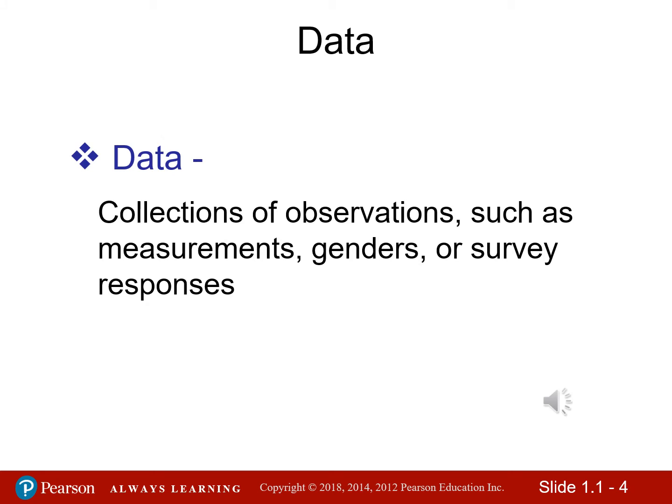Let's review some basic definitions we will use throughout this semester. The first term is the term data. The definition of data is it's a collection of observations such as measurements, gender, or survey responses. A single data value is called a datum. So your age would be a datum value. The ages of all of the students in this course would be the plural, data. Because the word data is plural, it is correct to say the data are instead of the data is.